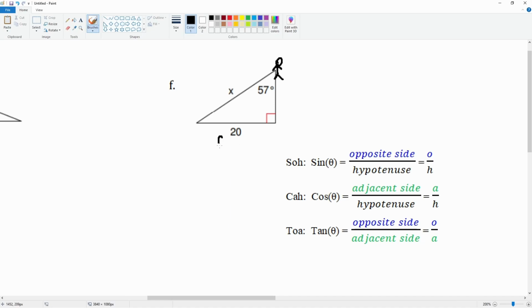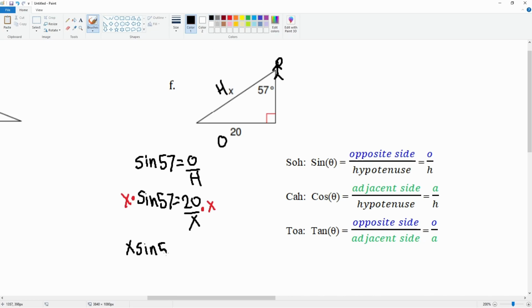I see 20 is my opposite, x is my hypotenuse. So opposite and hypotenuse is sine. Sine of 57 degrees is opposite over hypotenuse. So sine of 57 is going to be equal to 20 over x. Multiply by x to both sides. This gets you x sine of 57 is equal to 20.